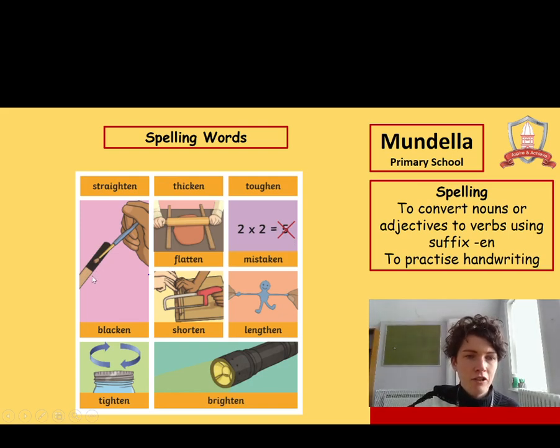Blacken means to make something black. So here we're painting a bit of wood black. Shorten means to make something shorter. Lengthen, we've got one of those squidgy stretchy men that you pull and it lengthens the arms. Tighten, we're making a bottle cap, for example, fixed more securely, we're tightening it. And then brighten, we'd use a torch to brighten up a place. Not to be confused with the place called Brighton, which is an O-N and it has of course a capital B, but this is brighten as in to make lighter.